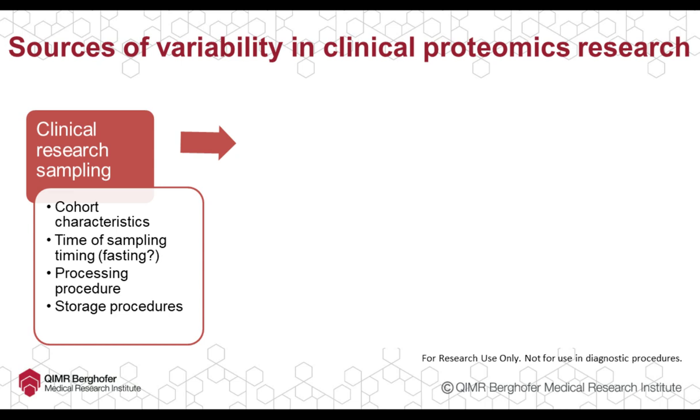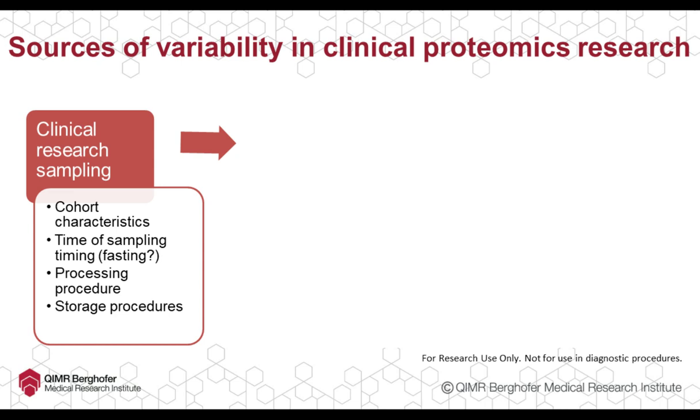There are various considerations in terms of the cohort. Would you like to match the gender? Do you need to do that? It depends on your question and the diseases you are studying. What about age? Do the study subjects need to fast? And is the time of sampling important? Should one sample at the same time of day?